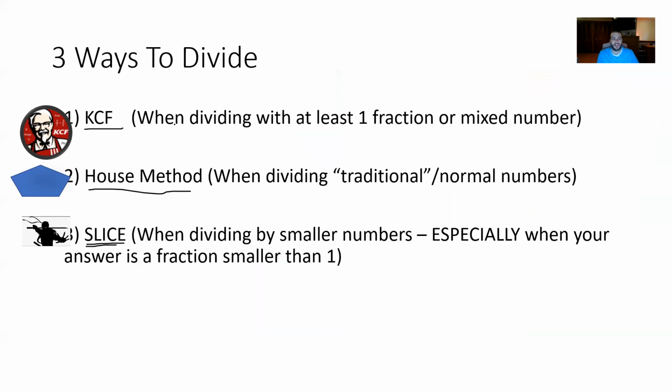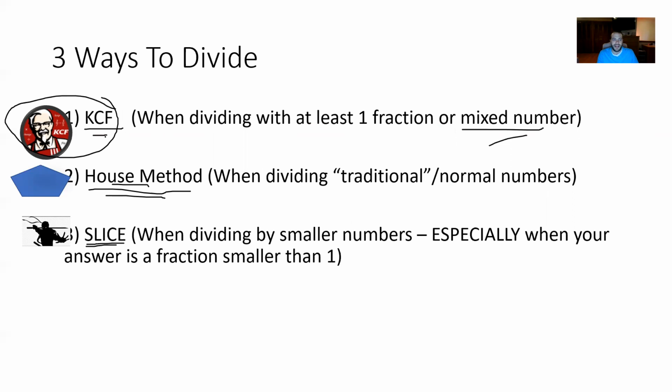Now, why would you use these? Well, the KCF, the keep, change, flip, whenever you're dividing by any kind of fraction, you want to keep, change, flip. So any fraction at all, or mixed number for that matter, you want to use keep, change, flip because you cannot divide by fractions. Whenever you have a normal division problem, so when you're dividing 5,325 divided by 5, you'd always want to use the house method. It really helps with your normal division problems.